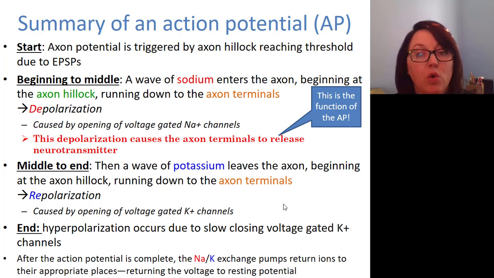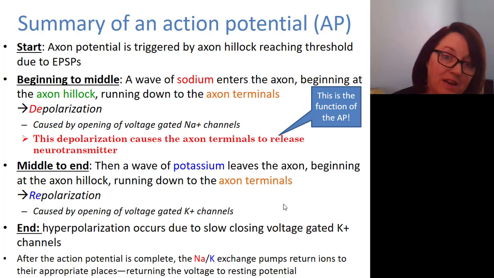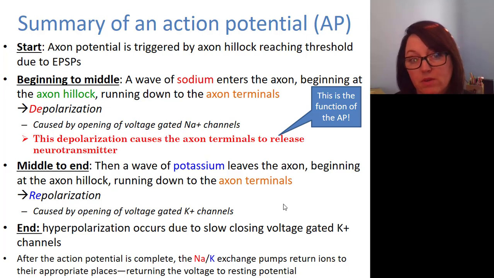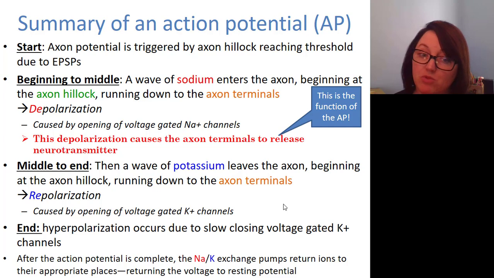Now don't forget, the whole point of this depolarization phase of the action potential is to cause the axon terminals to release neurotransmitter. In the middle to end portion of the action potential, we see a wave of potassium diffusing out of the axon, beginning at the axon hillock and running down to the axon terminals. This is the repolarization phase of the action potential, and it's caused by the opening of voltage-gated potassium channels. At the very end of the action potential, we see a little bit of hyperpolarization due to the slow closing of voltage-gated potassium channels. So that's it. That's the end of the action potential.